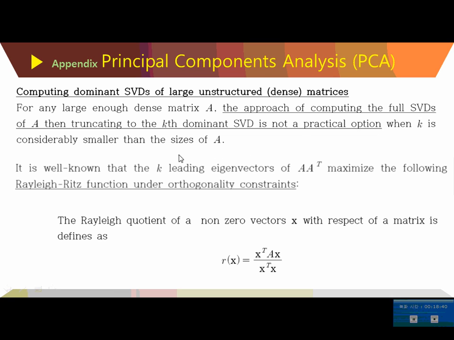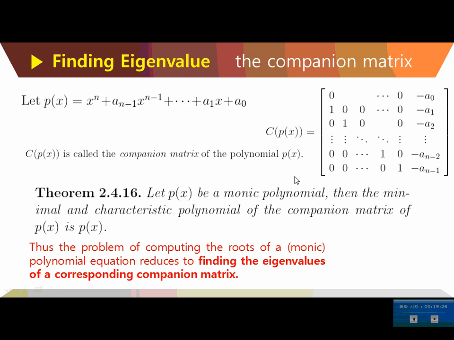Okay, so we have learned how to compute the dominant singular values of large unstructured matrices, and we used the k leading eigenvectors of the symmetric matrix A transpose A to maximize the Rayleigh function under an orthogonality constraint. The Rayleigh quotient of non-zero vectors x was used in the algorithm for the optimization problems that we have seen, and I think that's it.